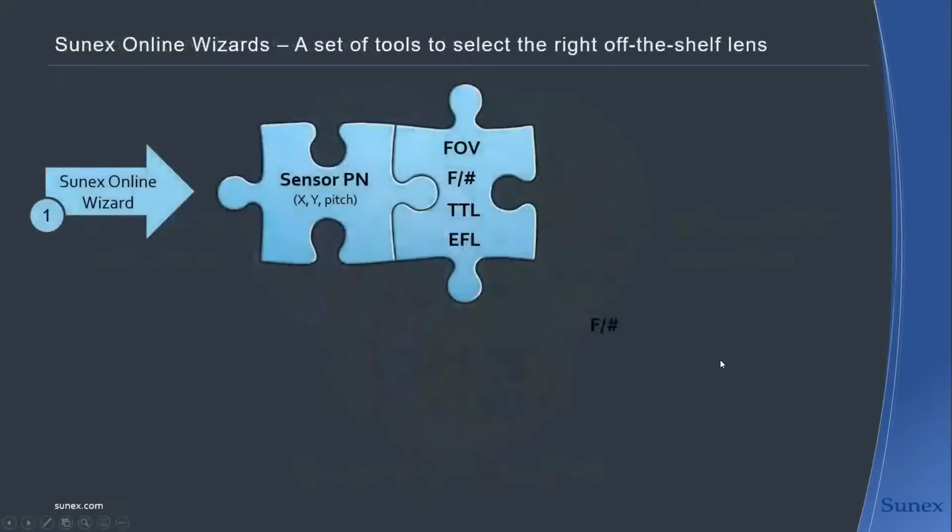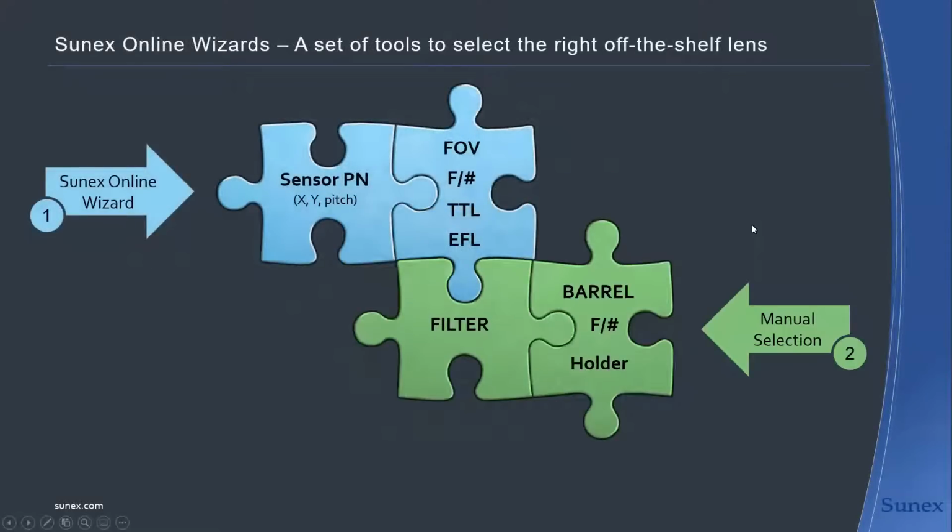So let me show you a little bit how we address this. So again, the first step is you use our online wizards, and I'll go through them and maybe explain a little bit what wizard and what tool is going to use to what purpose. But again, high level, you have the sensor part number maybe already defined, or you at least know a sensor class or resolution, and you have an idea of at least any one of those: field of view, focal lengths, TTL, some of those requirements. Everything else is more second order.